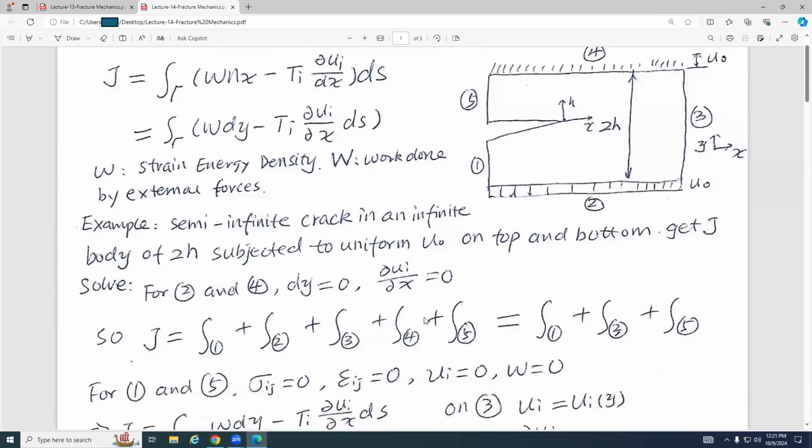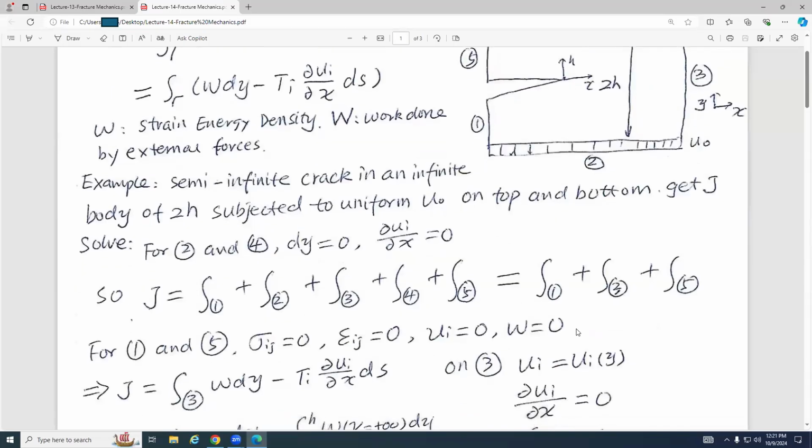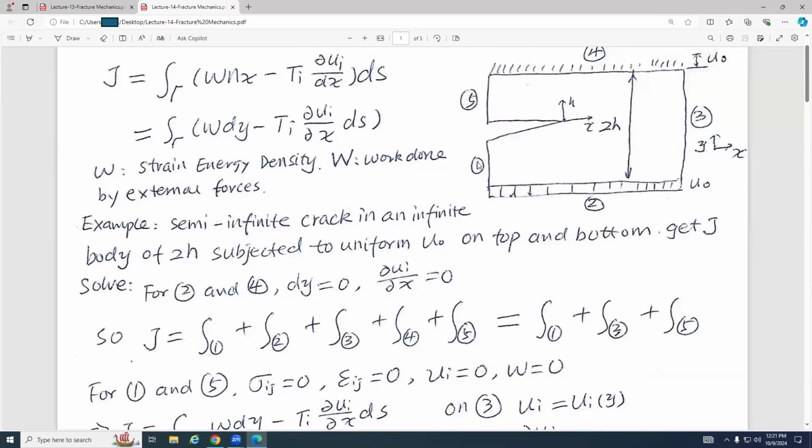You understand? As a result, for J, I have 5 segments. Because the integrands for the second one and the fifth one are equal to 0, I only have these 3 integrals. You understand, guys? Okay, and then we can look at the first segment and the fifth segment.